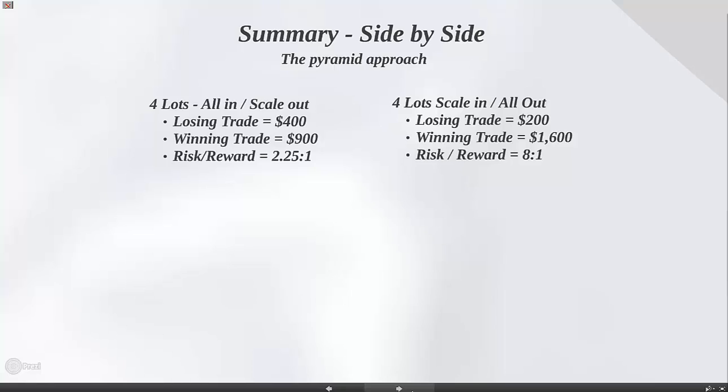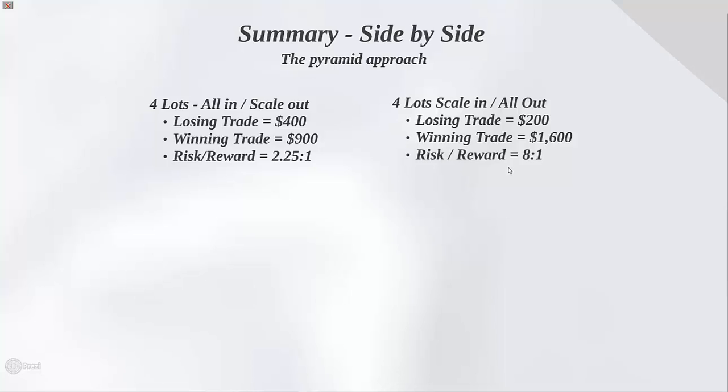Here's the 4 lots, scale in and all out. Losing trade $200, half the risk. Winning trade $1,600. Your risk reward was 8 to 1. Right? Your risk reward in this case is 8 to 1.